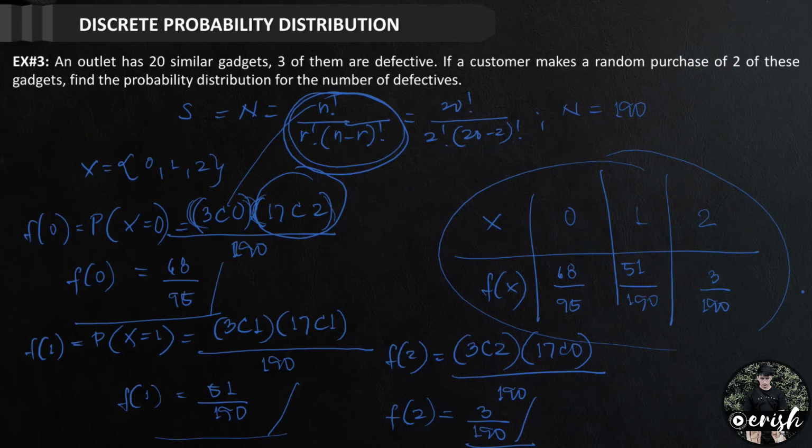And again, sa probability distribution, na-satisfy pa rin natin yung dalawang requirement. Yung una, na yung probability sa bawat random variable value natin ay hindi lalampas ng 1 at hindi bababa ng 0. And pag pinag-add mo itong tatlong probability na to, ay equal to 1. So this is example number 3.